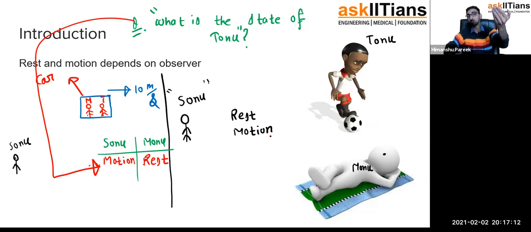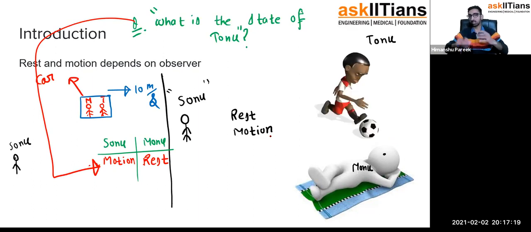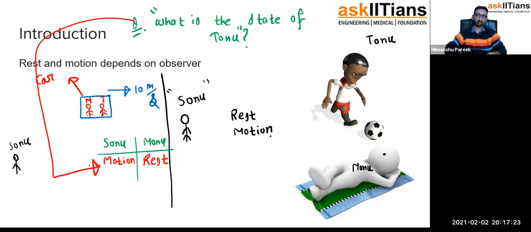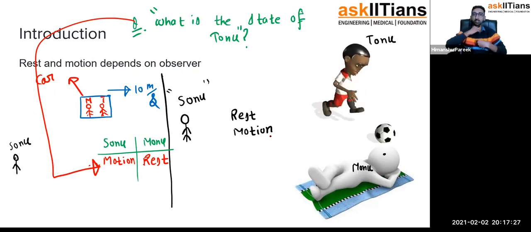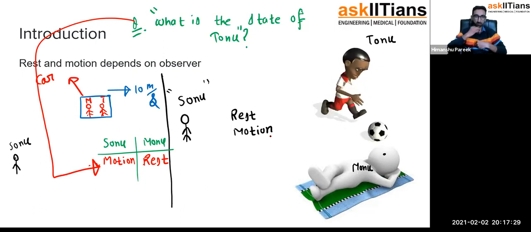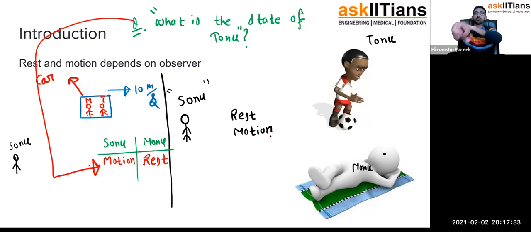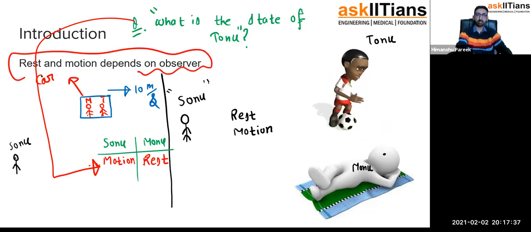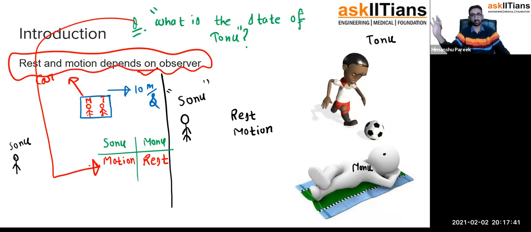Now let me ask Sonu, this guy Mono, that he's at rest, because he will say, because I am also sitting in the same car, right? And that's why he is at rest. With respect to me, for me, Tonu is at rest. But for Tonu, he is in motion. Rest and motion is an observer-dependent phenomenon. Rest and motion is not an absolute thing.